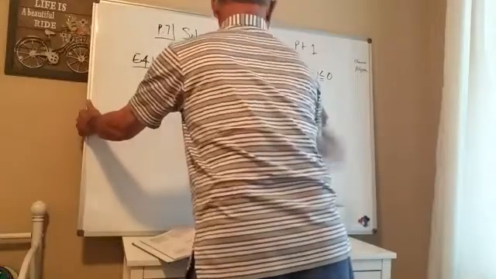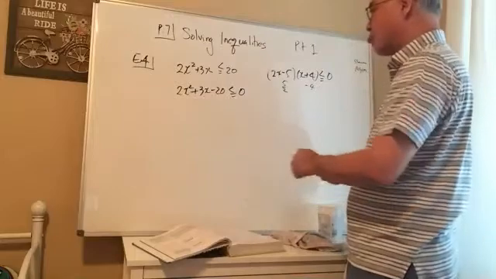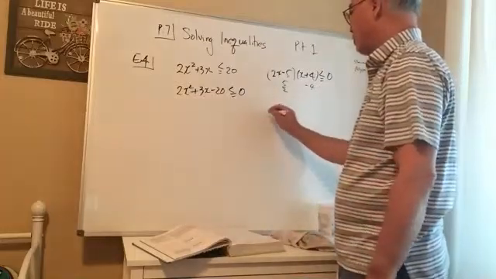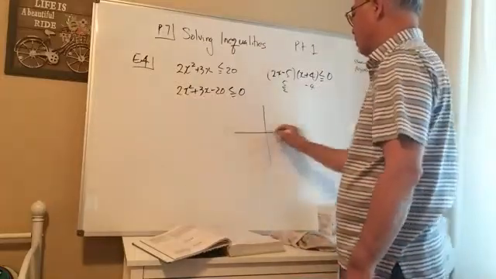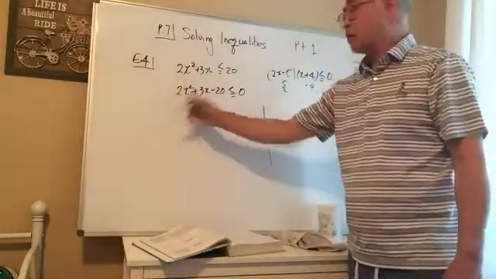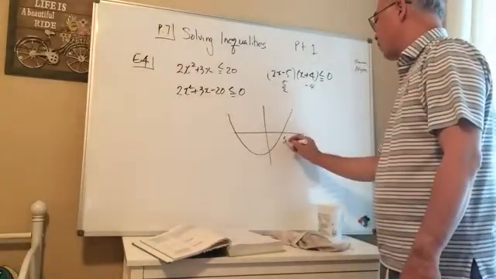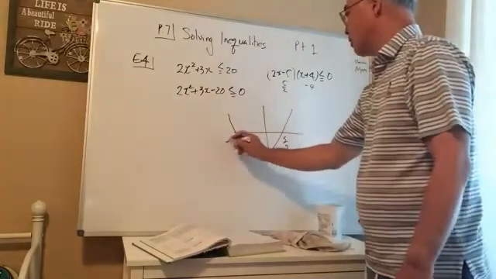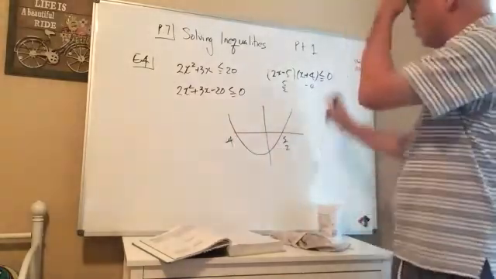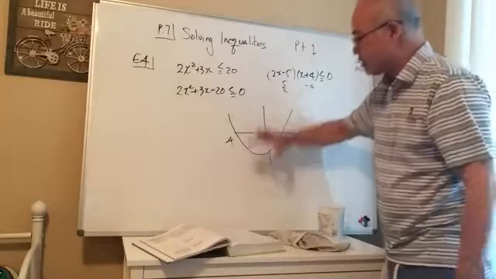Okay, again, is this a smiley face or a sad face? What if I draw the graph? The smiley face, again, because the 2 is positive, correct? Yeah, it goes up. I'm going to have 5/2 and -4, and I want to know when it's less than or equal to 0. Less than or equal to 0.